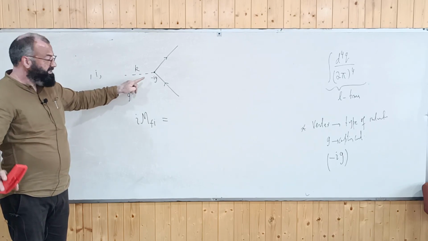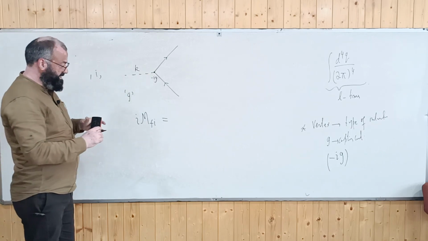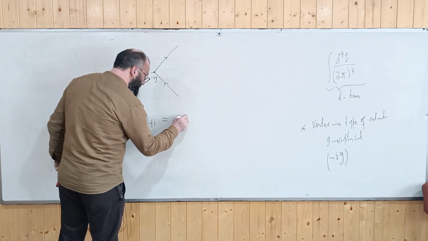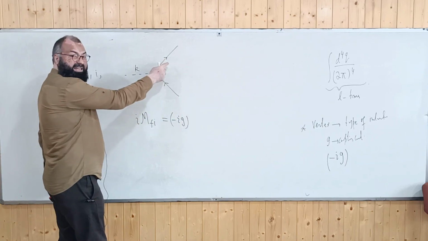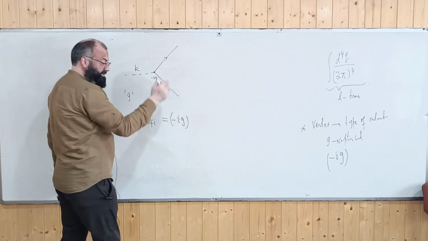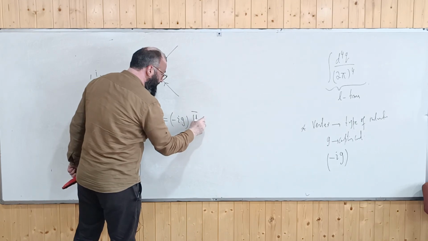So there is no factor. Then what are you having? The vertex. So let's write the vertex as minus Ig. Then what are you having? For the external fermion, you have the factor U bar of P.